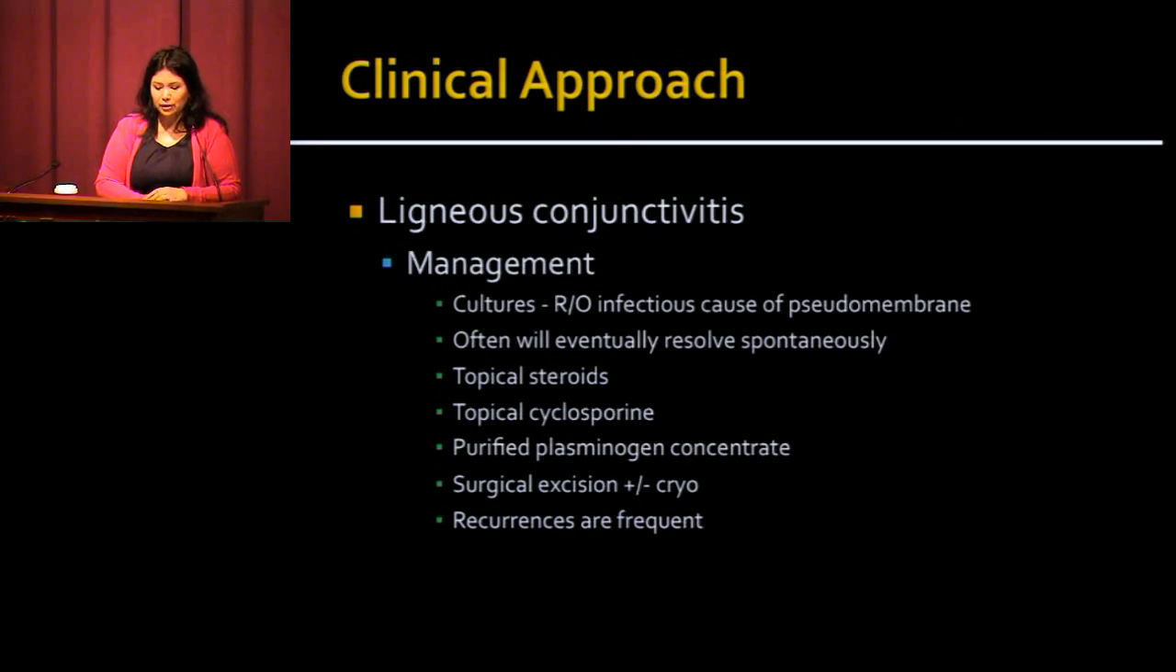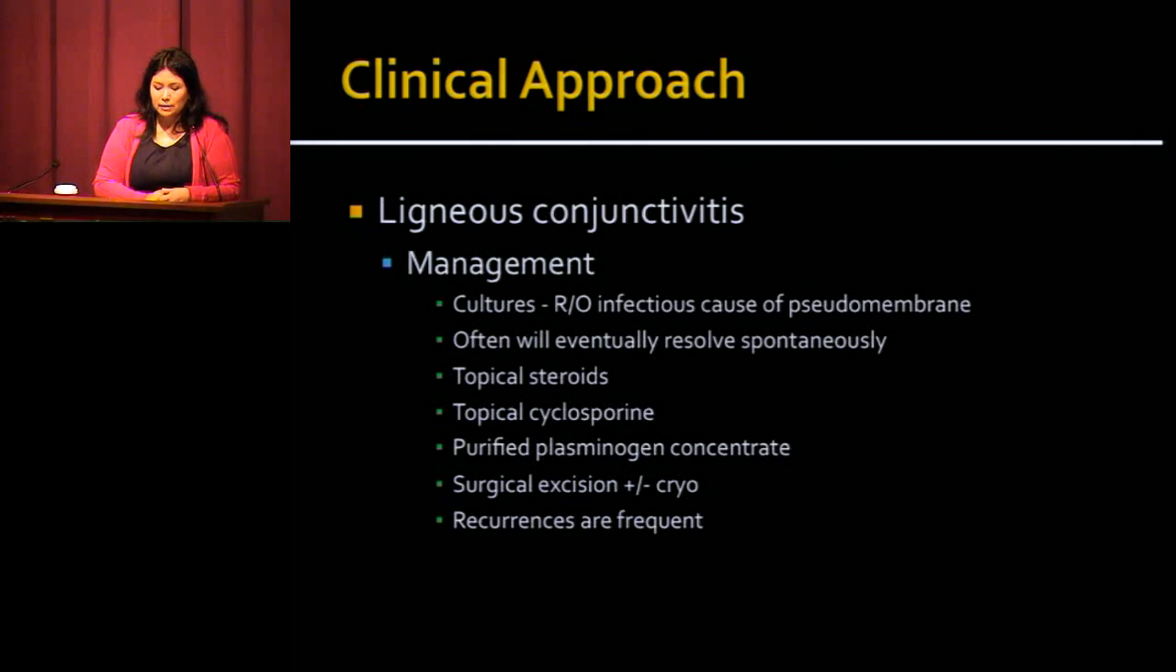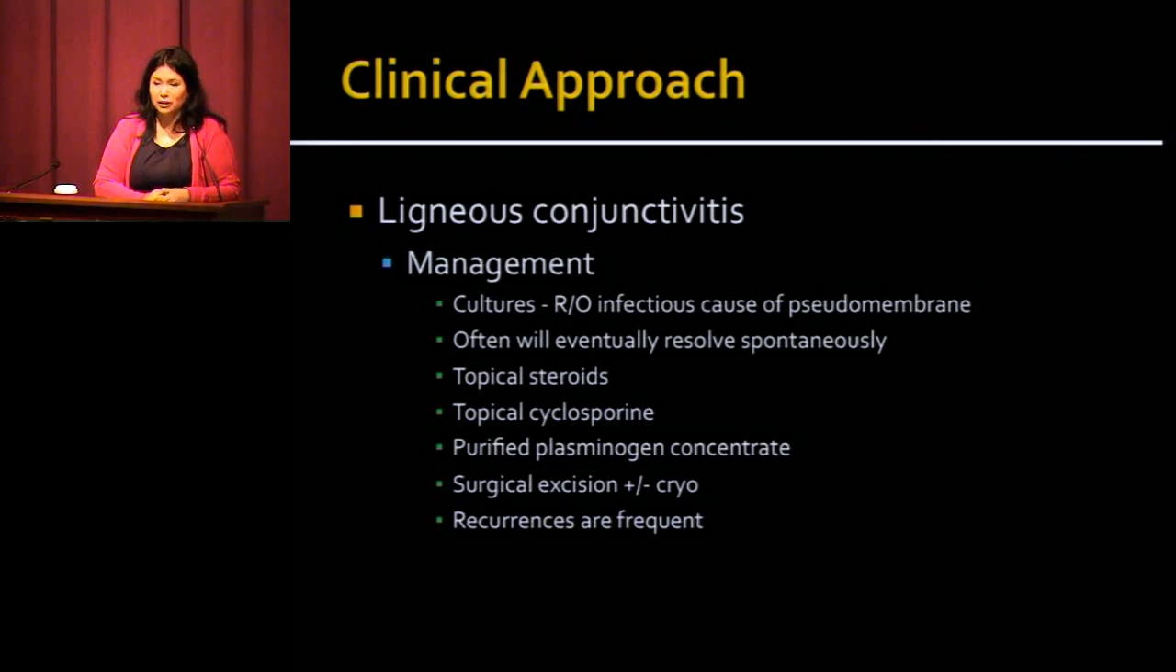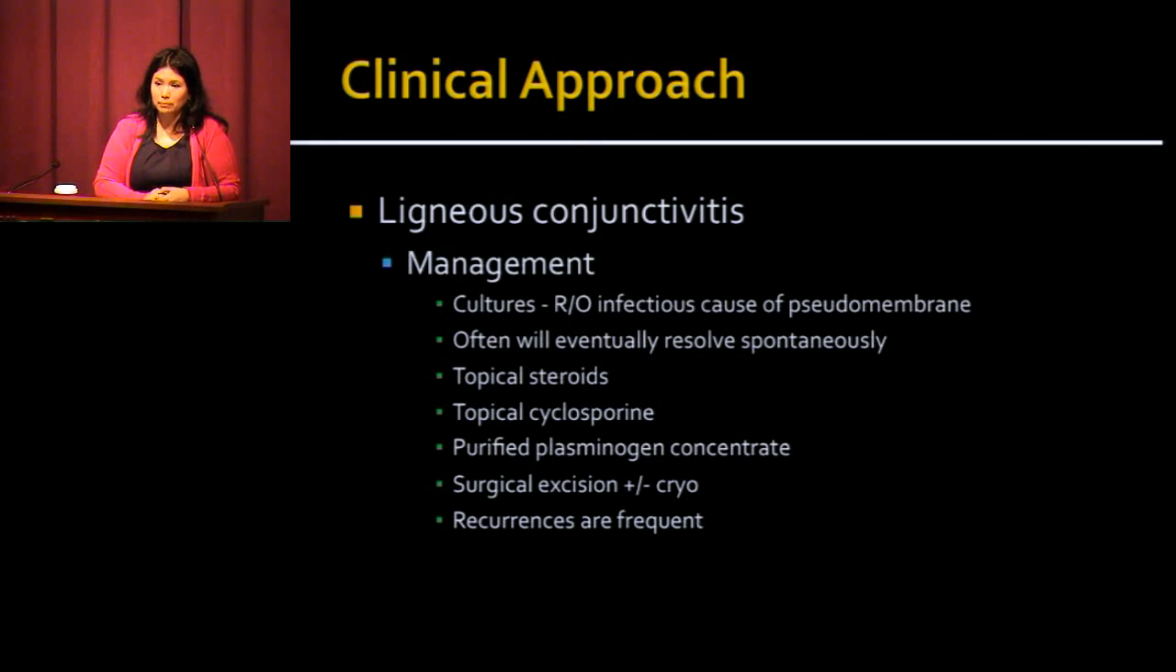So how do you manage it? You want to definitely rule out an infectious cause when you see these, but you could treat these with topical steroids, Restasis. They say purified plasminogen concentrate if you think that this is a type 1 plasminogen deficiency. Surgical excision and cryotherapy, but recurrences are very frequent in these patients. It's very uncomfortable.